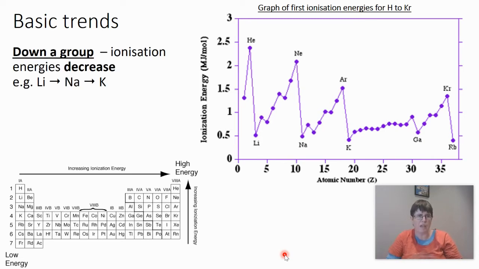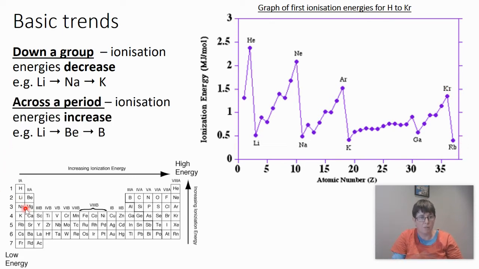Okay, so for level 3, you need to know the basic trends. As you go down a group in the periodic table, remember a group is a column, for example from lithium to sodium to potassium, the ionization energy decreases. This means it's going to need less energy to remove that outer electron. And this table shows the first ionization energies from hydrogen to krypton and rubidium.